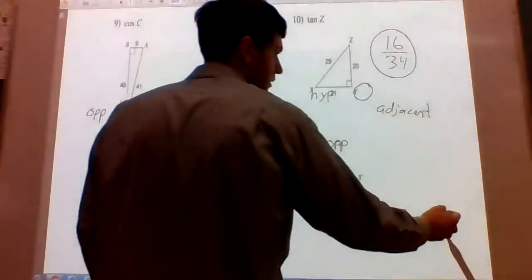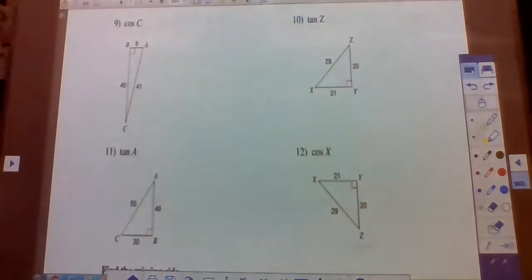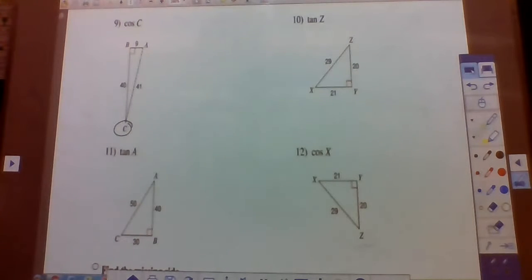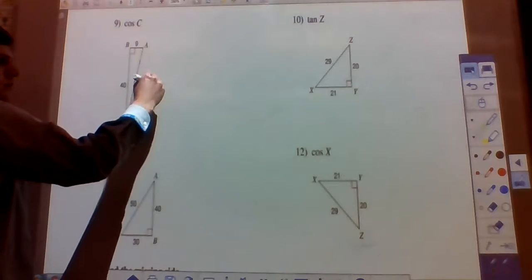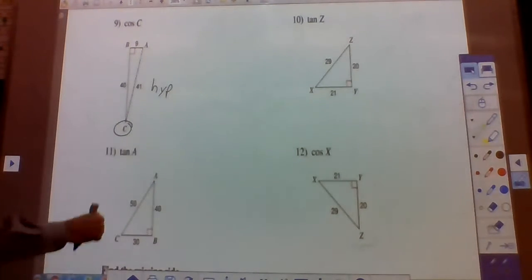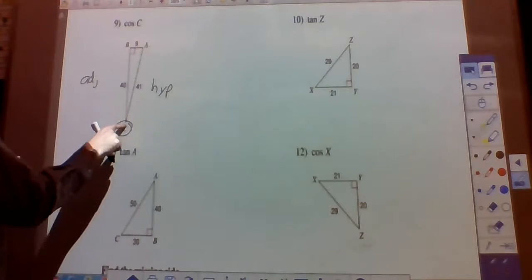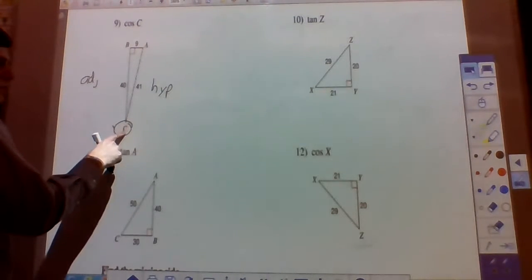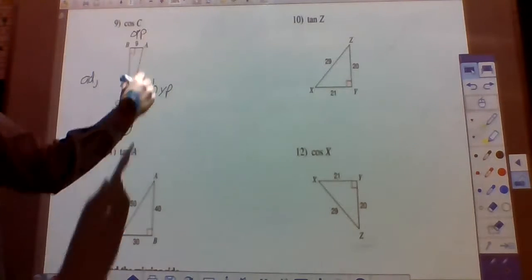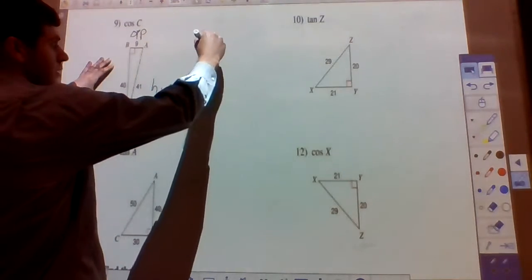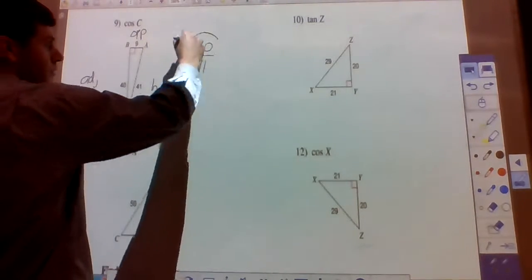Okay. Number 9 here. Okay, we're looking at the cosine of C, so we're looking at C. Let's label our diagram. Across from the right angle is the hypotenuse. Okay, adjacent to angle C is the adjacent leg. Right, the leg that's next to angle C is the adjacent, and then the leg across from C is going to be opposite. It's cosine again. So cosine is adjacent over hypotenuse. So the adjacent leg is 40. The hypotenuse is 41.